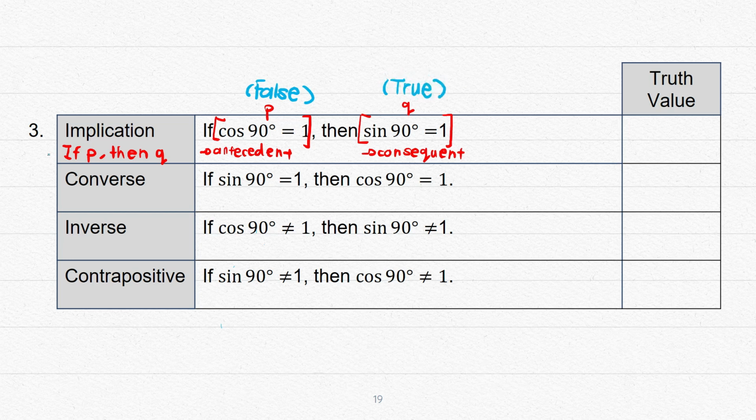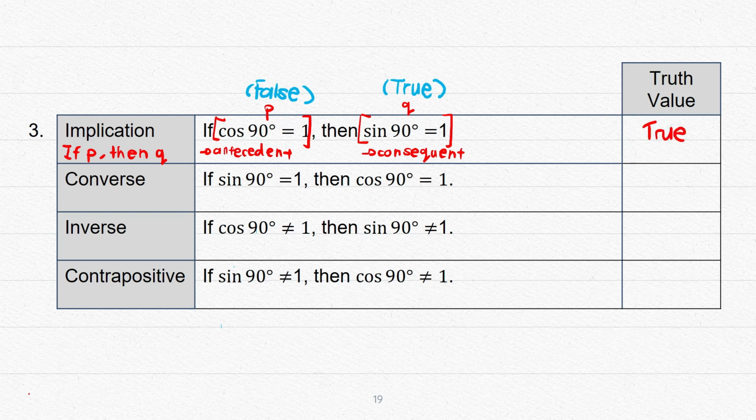Now, which rule do we apply? First, we look at the antecedent. Is the antecedent true or false? The antecedent is false. Which rule do we apply, rule number 1 or rule number 2? Number 2, correct. If the antecedent is false, then the whole implication is true. So the implication is true.